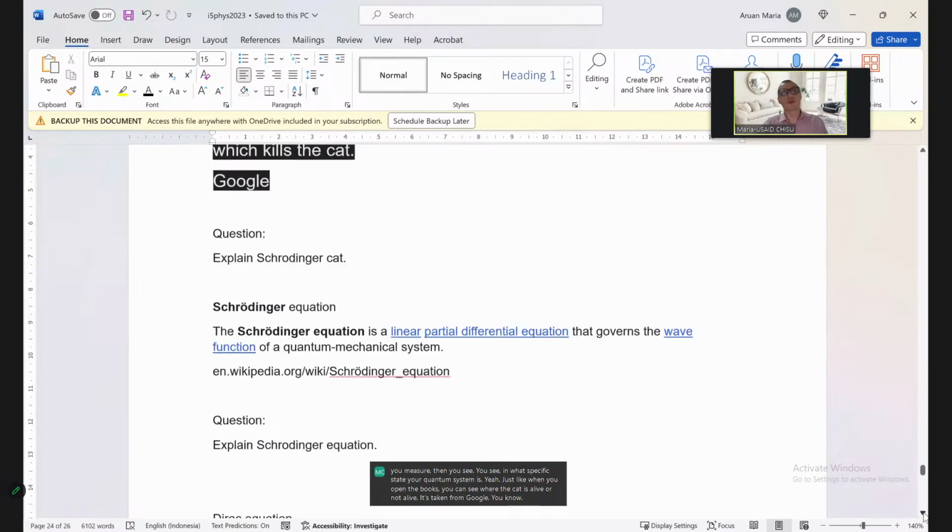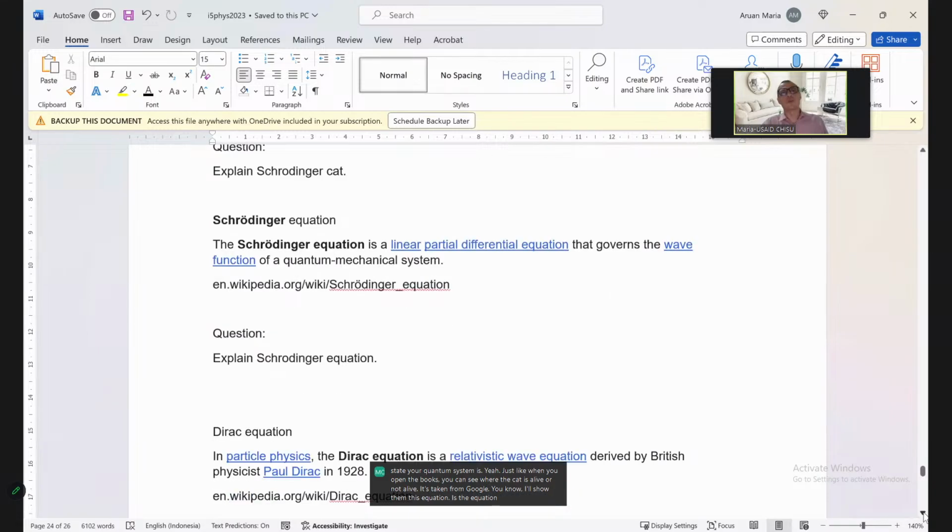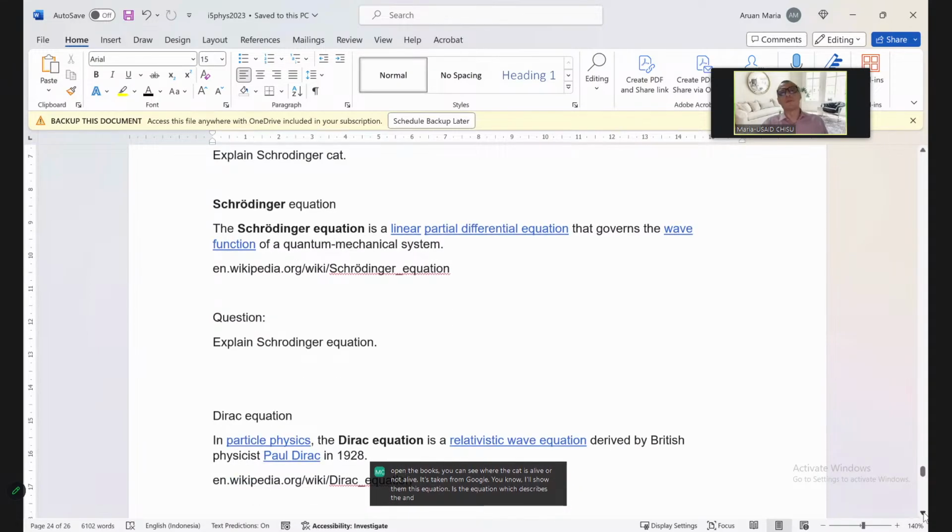Now Schrödinger's equation is the equation which describes the wave function of a quantum mechanical system, right? The Schrödinger equation is a linear partial differential equation that governs the wave function of a quantum mechanical system. That's from Wikipedia. The wave function basically tells us the probability of the location of an electron at a specific point in space.